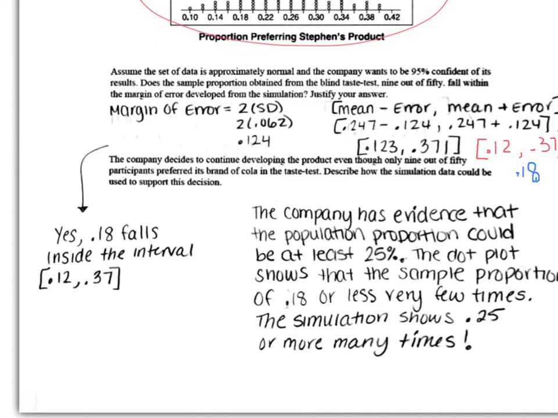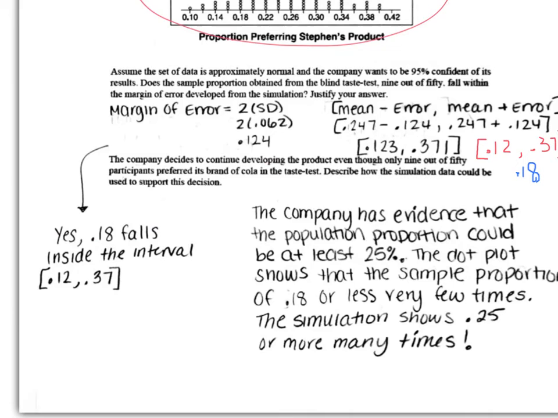Okay, now let's read the second part. The company decides to continue developing the product even though only 9 out of 50 participants preferred its brand of cola in the taste test. Describe how the simulation data could be used to support this decision. Well, this is what I wrote.